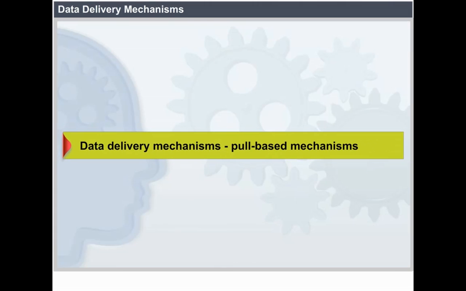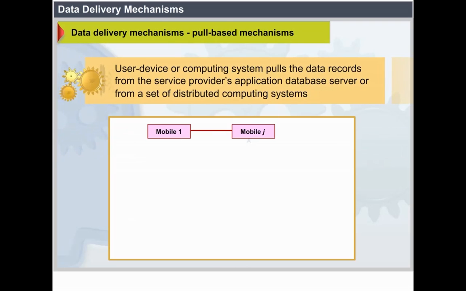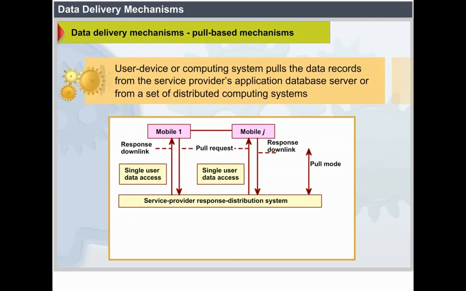Data delivery mechanisms. Pull-based mechanisms. The user device or computing system pulls the data record from the service provider's application database server or from a set of distributed computing systems.